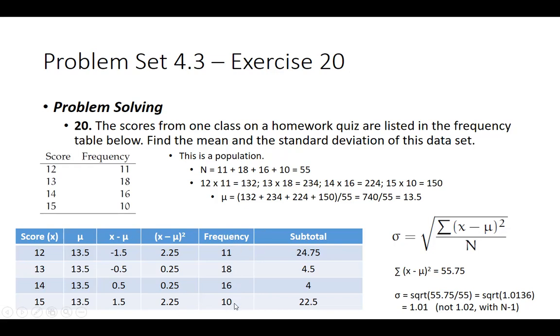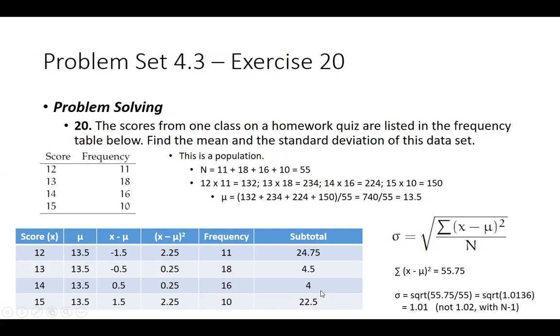Now account for the frequencies, because we would have 11 rows of 2.25, 18 rows of 0.25, 16 rows of 0.25 again, and 10 rows of 2.25 again. So multiply them and put it in a subtotal column. 2.25 times 11 is 24.75. 0.25 times 18 is 4.5. 0.25 times 16 is 4. 2.25 times 10 is 22.5.